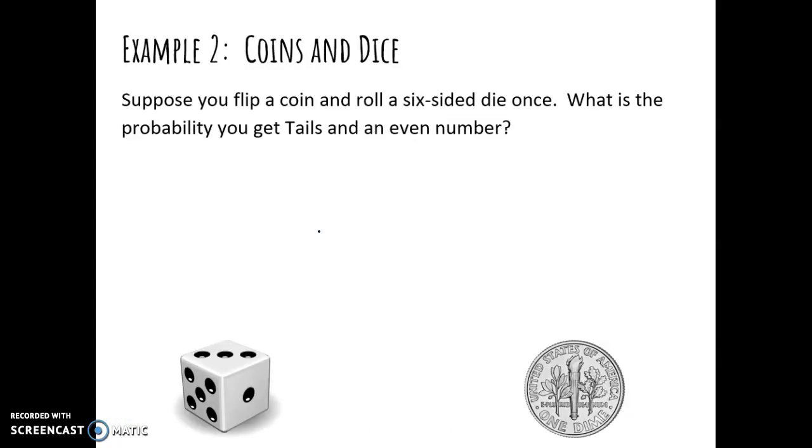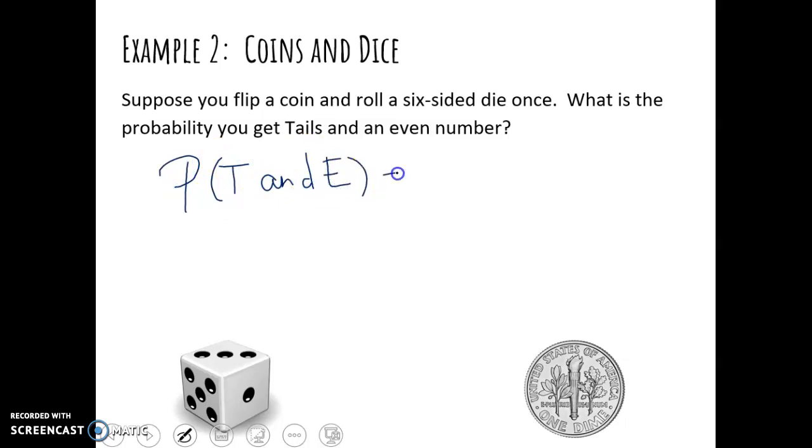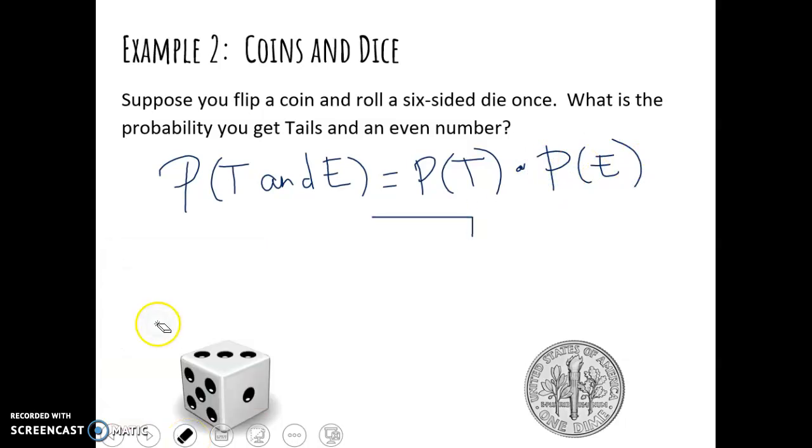Alright, let's look at this example. Suppose you flip a coin and roll a 6-sided die once. What is the probability that you'll get tails and an even number? Tails and even. So you're going to find the probability of getting a tails, find the probability of getting an even number, and multiply them together. So tails, there's 1 out of 2.